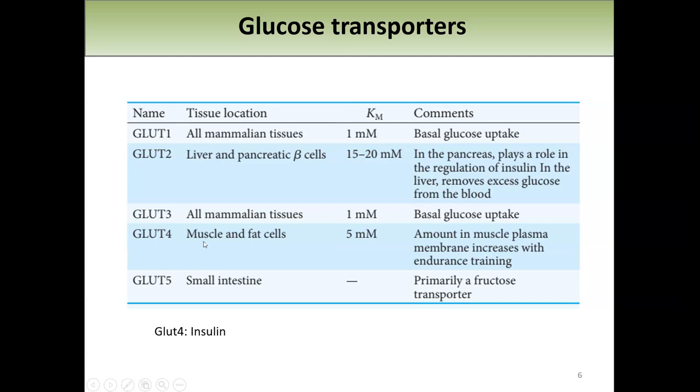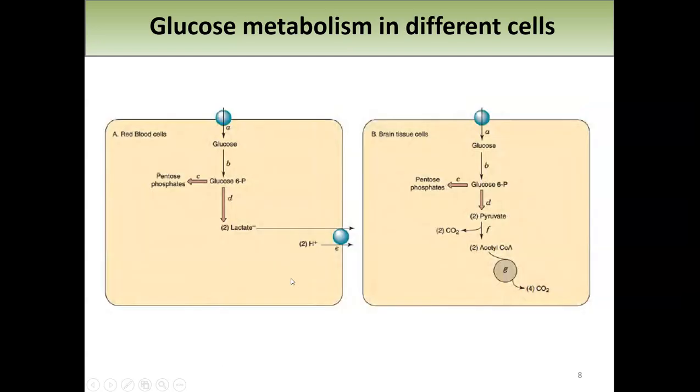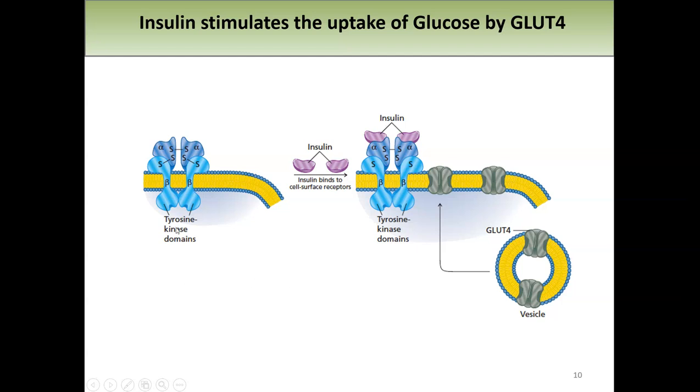GLUT4 is present on muscle cells and fat cells. What is important about GLUT4 is that it is insulin dependent. Let me see if I have the slide for this. Yes, here. As you see in the title, insulin stimulates the uptake of glucose by GLUT4.